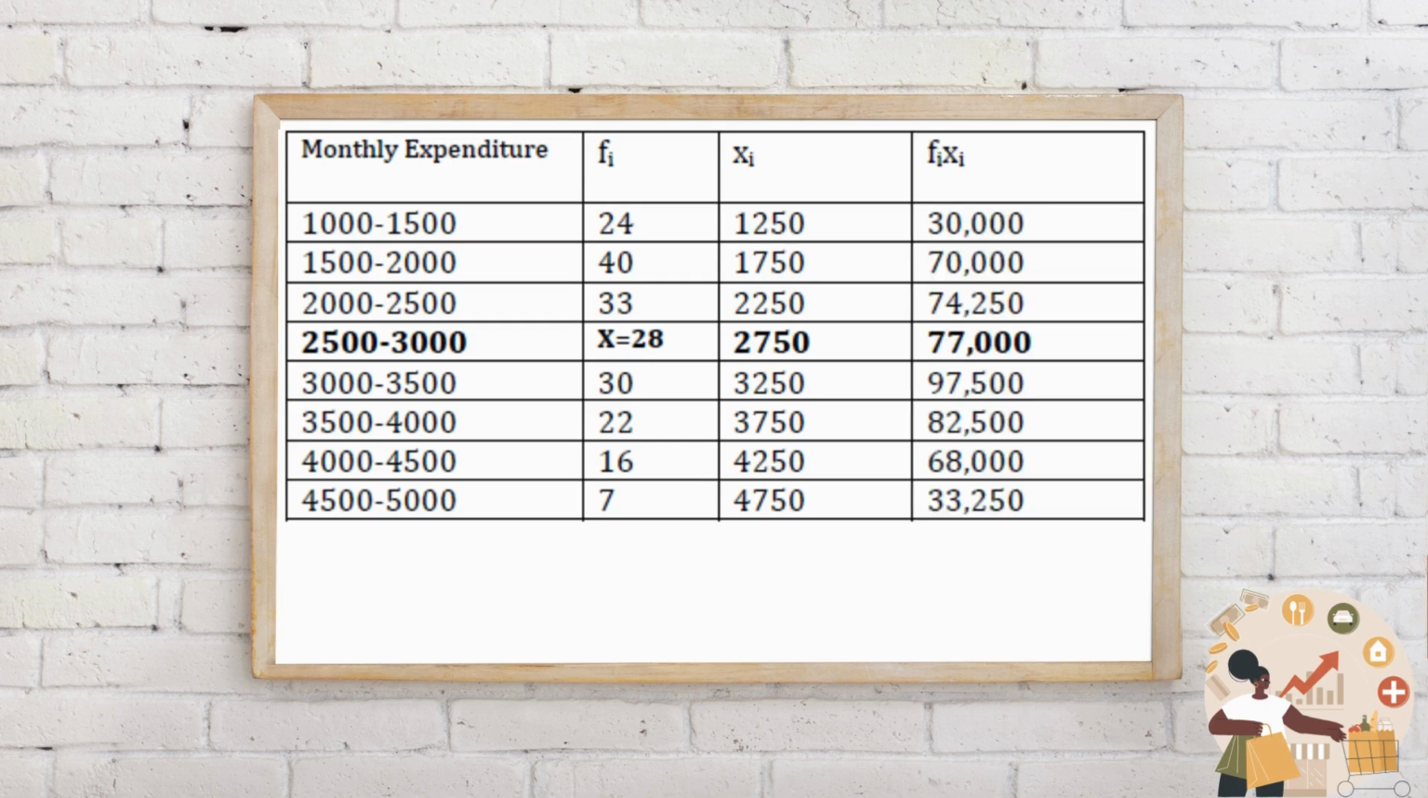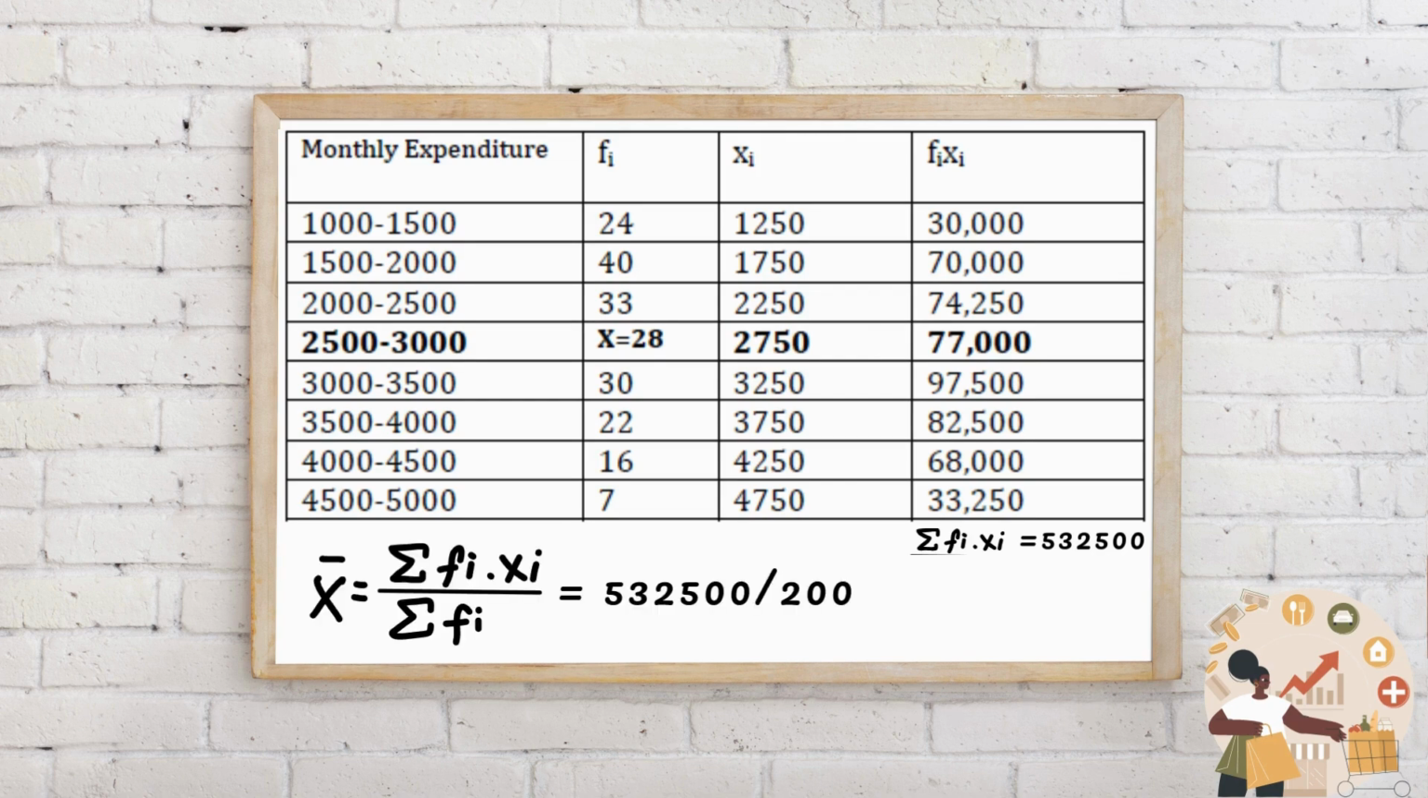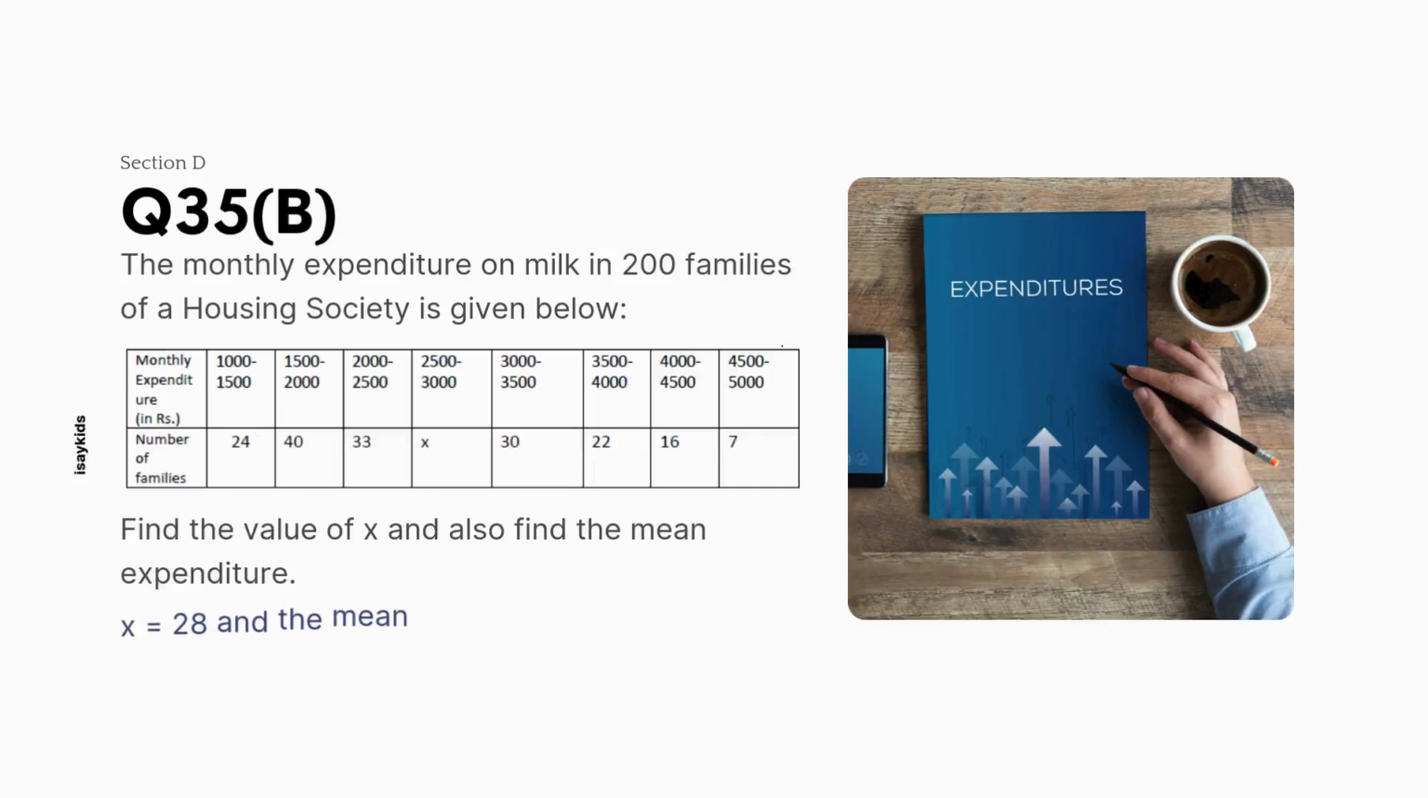Now the product of class mark and the frequency, that is sigma fixi, is this. Now mean is given by sigma fixi upon sigma fi. So we need to find sigma fixi, which is 5,32,500. So mean is sigma fixi divided by sigma fi. So it will be 2662.5. So the value of X is 28 and the mean expenditure is 2662.50.